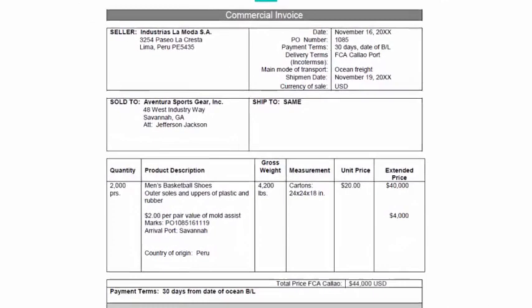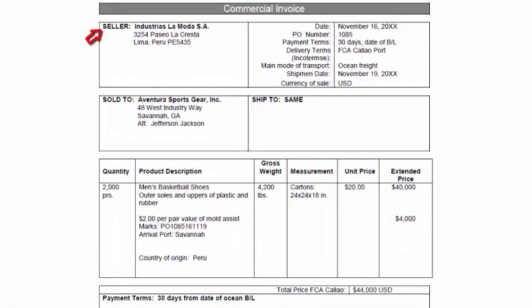Here's our invoice. What do we have here? The seller, full name and address, out of Peru, sold to a company called Aventura Sports Gear in Savannah, Georgia. In the upper right-hand corner, what we're going to focus on here, because it involves transaction value as well, are the delivery terms, which is FCA Callao Port, which implies that the vendor pays inland freight from the factory in Lima to the port in Callao, separate and not incident to the international transportation.